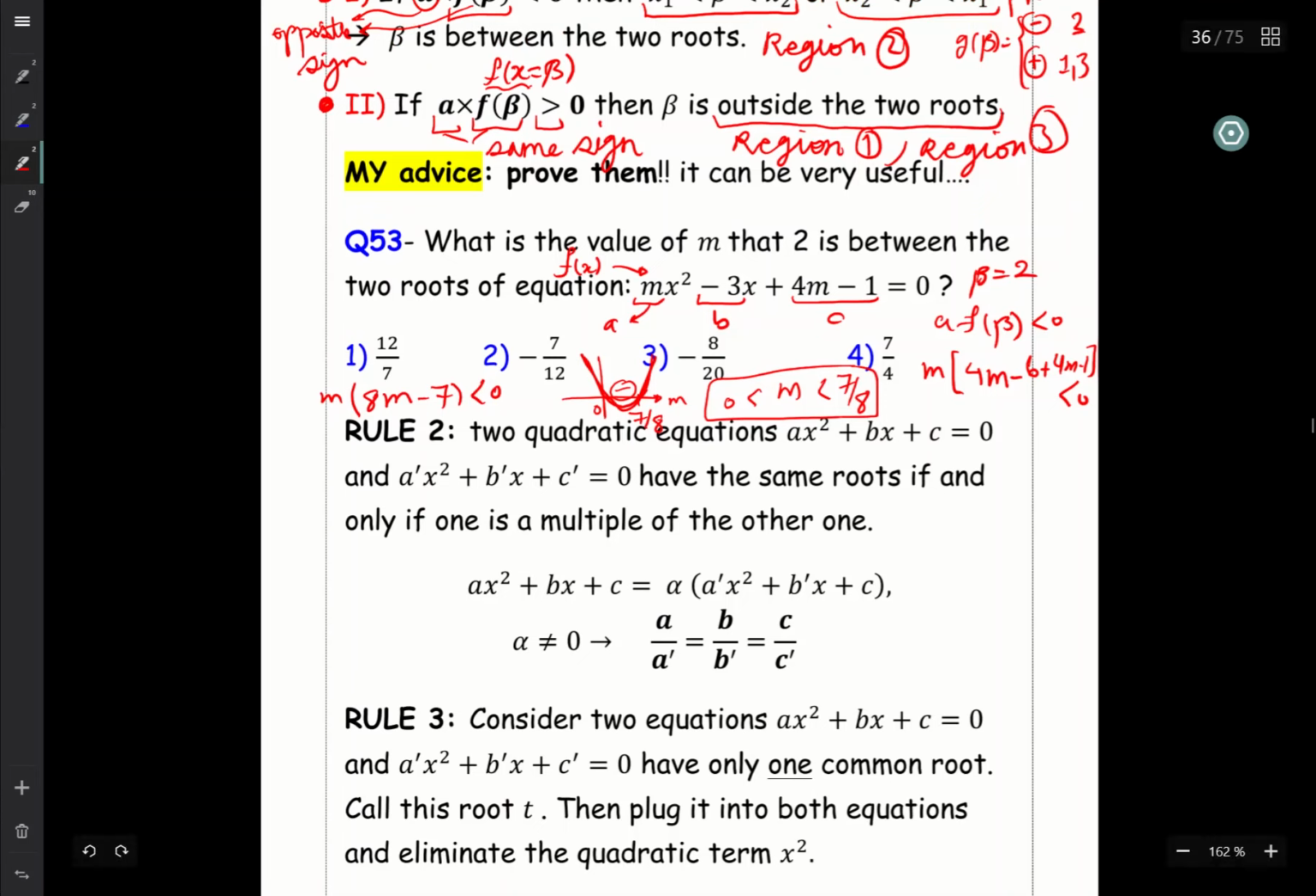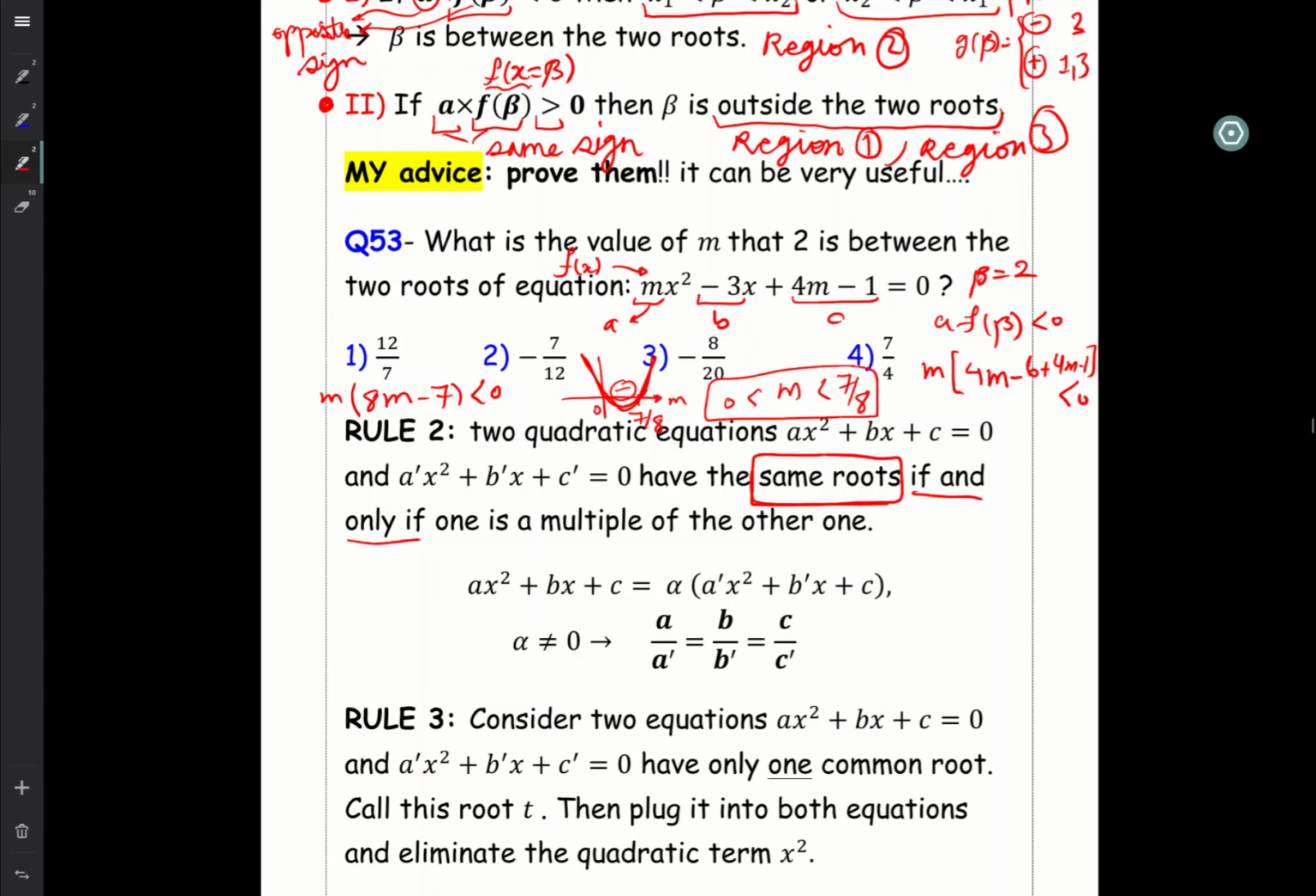All right, so rule 2: two quadratic equations ax squared plus bx plus c equals 0, and a prime x squared plus b prime x plus c prime equals 0 have the same roots if and only if one is a multiple of the other one. So basically the idea is that these two quadratic equations have the same roots if you can take one of them, multiply it by some real number, and get the other equation.